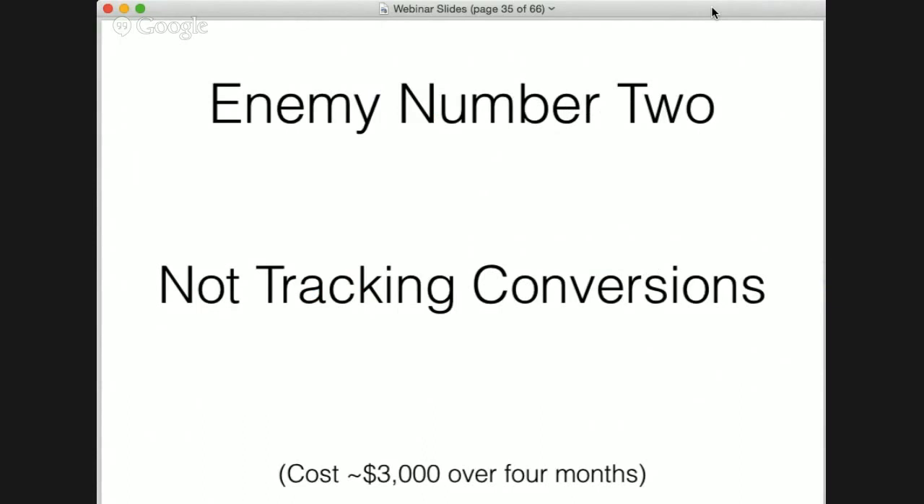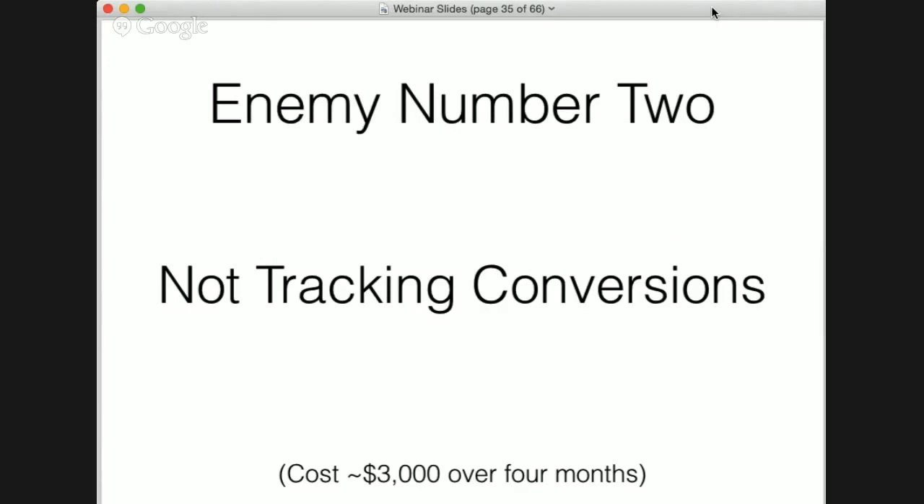So enemy number 2, not tracking conversions. And this probably costs us a lot of money because we were doing a lot of AdWords at the time, a lot of different campaigns and ad groups, and trying a ton of experiments, and we didn't know what was working and what was not working. So a lot of spaghetti at the wall. The whole wall was just nothing but spaghetti on top of spaghetti, and we didn't know what was sticking or what was not sticking. It was complete chaos.